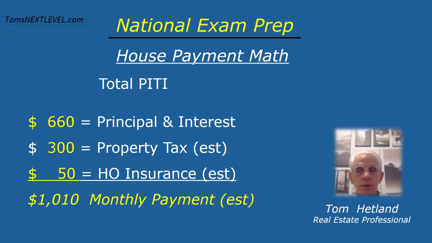Let's put these pieces back together now to come up with a total PITI home payment for this buyer. The principal and interest portion was $660 a month, $300 a month for property taxes, and $50 a month for homeowner's insurance. That leaves this buyer with a total home payment monthly of $1,010. That's the total PITI payment.